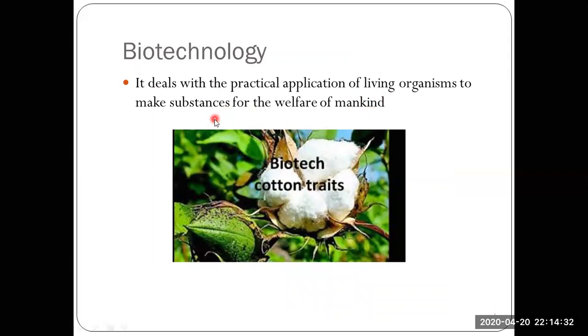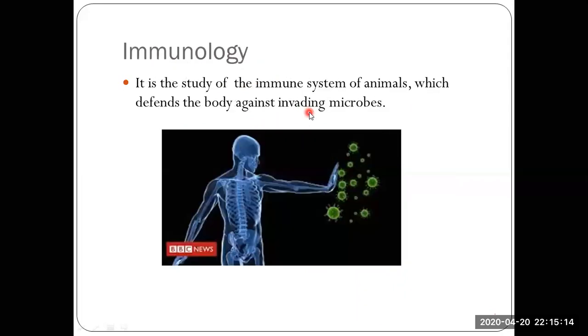Then comes biotechnology. It deals with the study of practical application of living organisms to make substances for the welfare of mankind. In biotechnology, we use different living organisms like bacteria and viruses and some favorable traits of particular organisms and use them for the welfare of mankind. For example, we have introduced a variety of cotton called BT cotton, which is resistant to some pests and environmental factors, and the yield is also very high. So in biotechnology, we use living organisms and technology for the benefit of mankind.